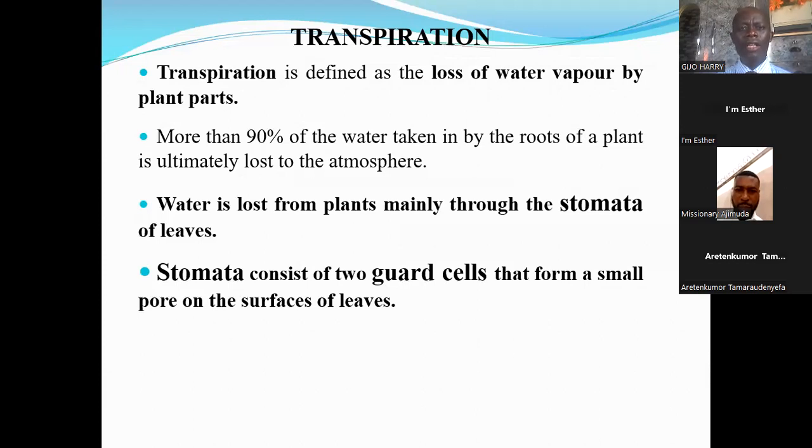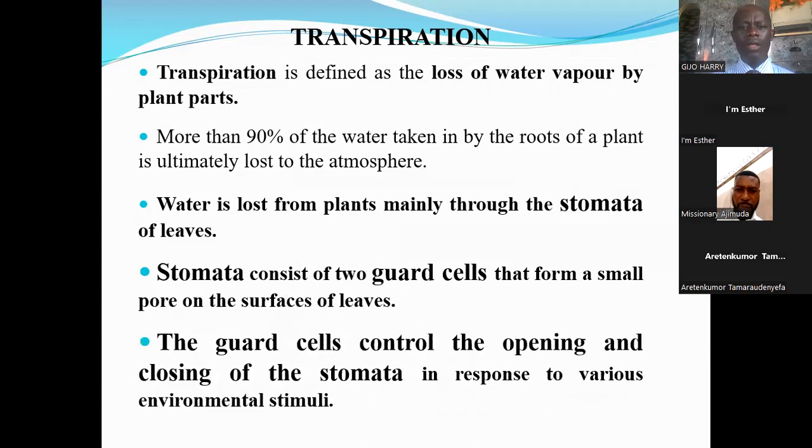They said that more than 90% of water taken in by the roots of plants is ultimately lost to the atmosphere through transpiration. Water is lost from plants mainly through the stomata of the leaves. And the stomata consists of 2 guard cells that form a small pore on the surfaces of leaves.